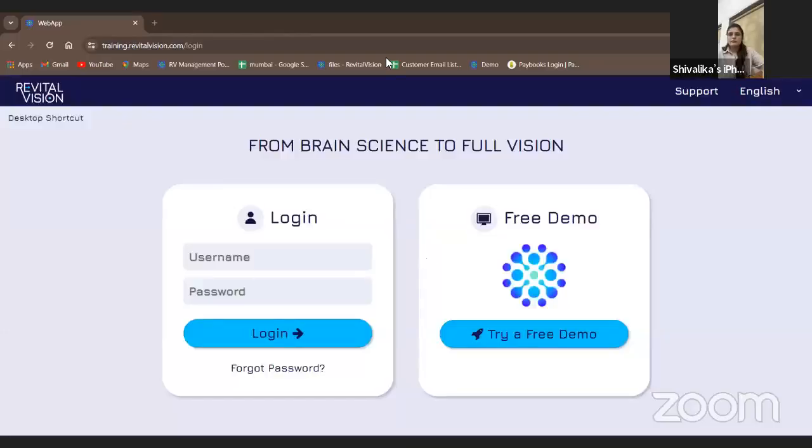To share the screen. Okay. So you're able to see the screen, right?